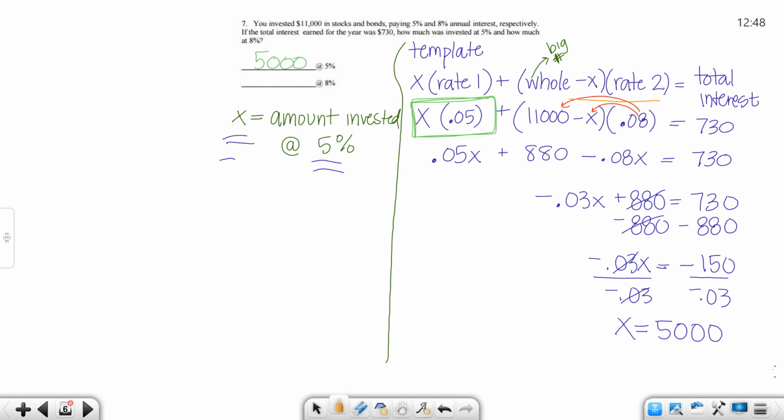The other one I have in orange. You'll see this orange box right here. 11,000 minus X, that's what goes in the 8% blank. Well, X is 5,000, so in the 8% blank, you're going to have 6,000. And that's how it would look. Okay, this was a little tough, so I decided to give you two of these where you could see it, and there were a good many in your MyMathLab homework as well.